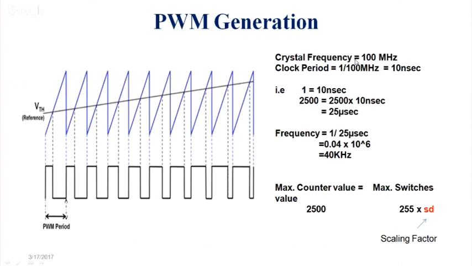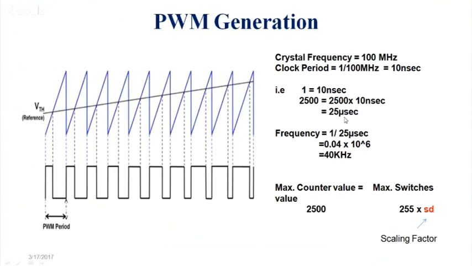Suppose we have a crystal frequency of 100 megahertz connected to your board, and the clock period will be 10 nanoseconds. In our case, Spartan 6, there is a 100 megahertz crystal, and we can produce a minimum pulse of 10 nanoseconds. One count or one tick will be equal to 10 nanoseconds. If we put 2500 over here, that means it will be 25 microseconds. I'm going to produce a frequency of 40 kilohertz, so I need a time period of 25 microseconds.